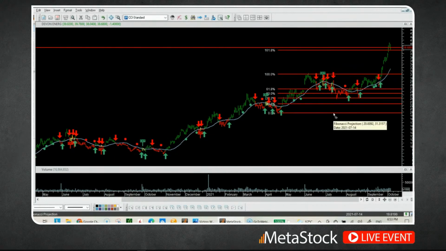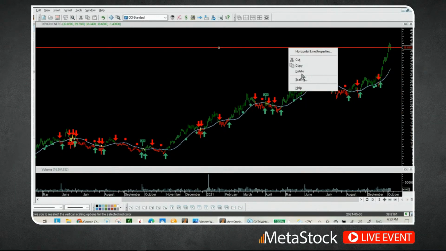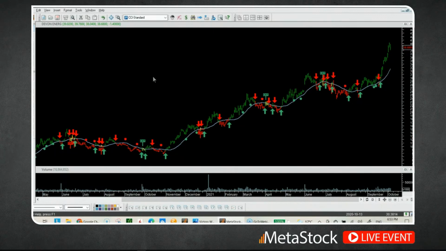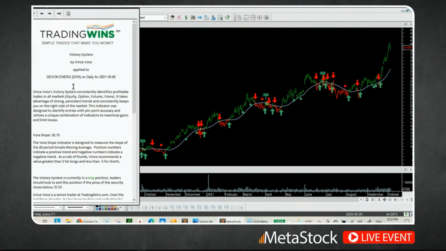Now, I know we're sort of running a little late here. I did want to show you the other tools that come with this indicator that are very, very important. If you look to the top left of my screen, the menu bar, and we click the view button, we come down and I'd like you to select expert commentary. That brings up this box. Now in this box, it'll tell you what symbol you're on, obviously the date, etc. But it'll also talk about myself and trading wins a bit and the victory system. But there's something in here that's a lot more important. I want you to use this box once you're in a trade. It'll help hold your hand through the life of this trade.